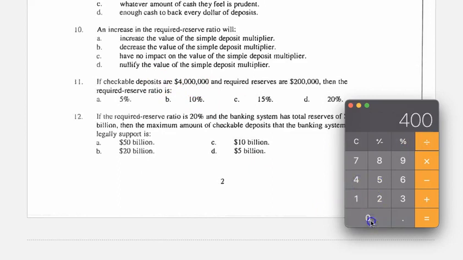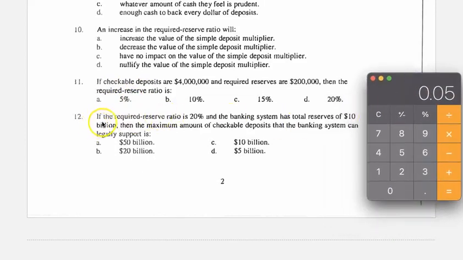4 million. And the answer is 0.05 or 5%. So answer A is the right answer for this one. And for the next one: if the required reserve ratio is 20%, the bank system has a total reserve of $10 billion. The maximum amount of checkable deposit that the bank system can legally support is.